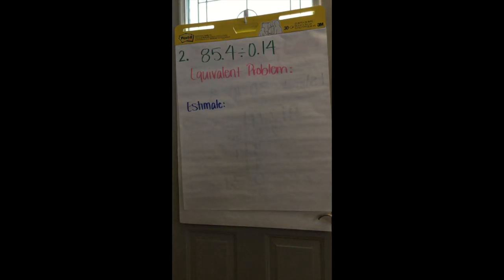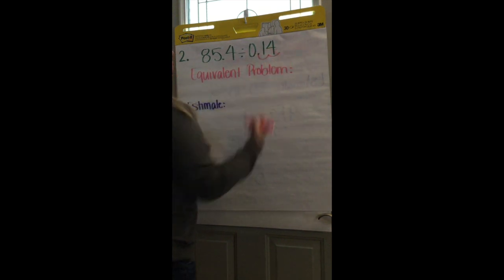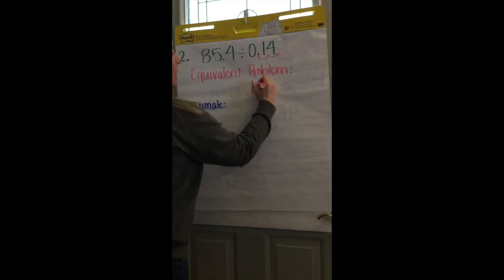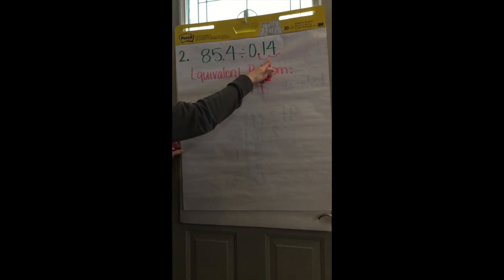All right, so problem number 2, 85.4 divided by 0.14. Step number 1, I have to form an equivalent problem. I want to eliminate the decimal in my divisor right here. So to do that, I move my decimal over 2 places. So I'm now dividing by 14. If I move my decimal twice here, I have to move my decimal twice here.